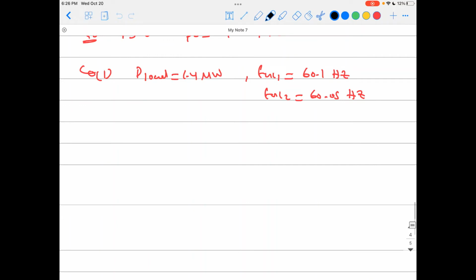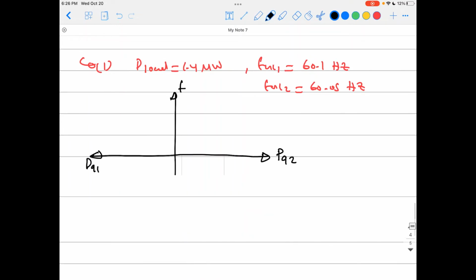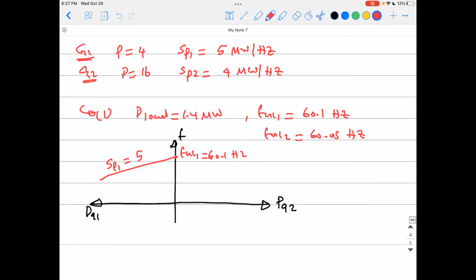Okay. So actually you can try to plot this as a visualization here, okay? That is P generator 2, and that is P generator 1. Here is the frequency, okay? So according to those relationships, for P generator 1 on the left, here it's F no load 1, which equals 60.1 hertz, okay? And the slope of this curve is SP1, here 5 megawatts per hertz. Pay attention to the units, okay? And here's F no load 2 equals 60.05 hertz.